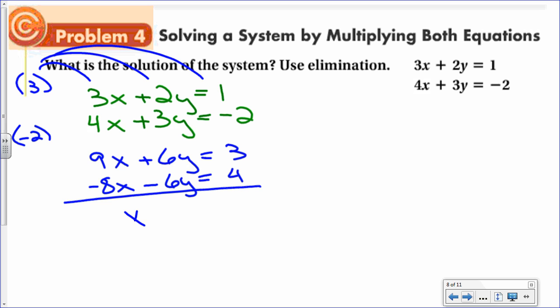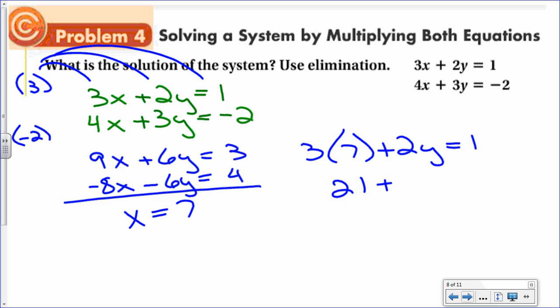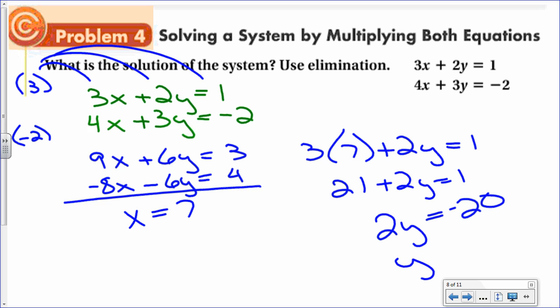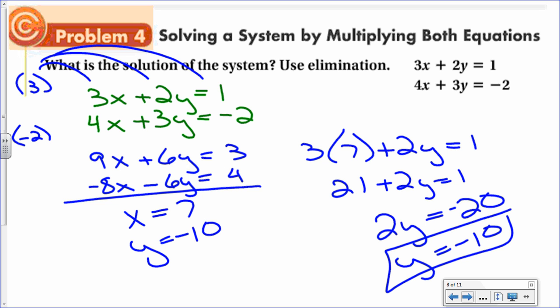9x minus 8x gives you 1x. 3 and 4 give you 7. Pick the equation that looks like the easiest one. In this case, the top equation is the easiest one. Putting 7 in place of the x, you'd have 3 times 7 plus 2y equals 1. And y ends up equaling negative 10.